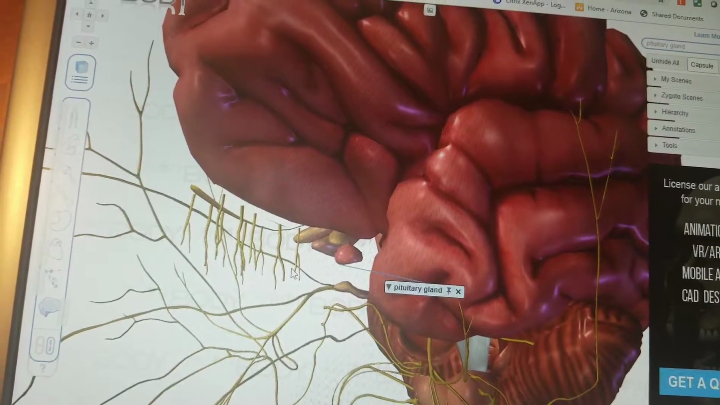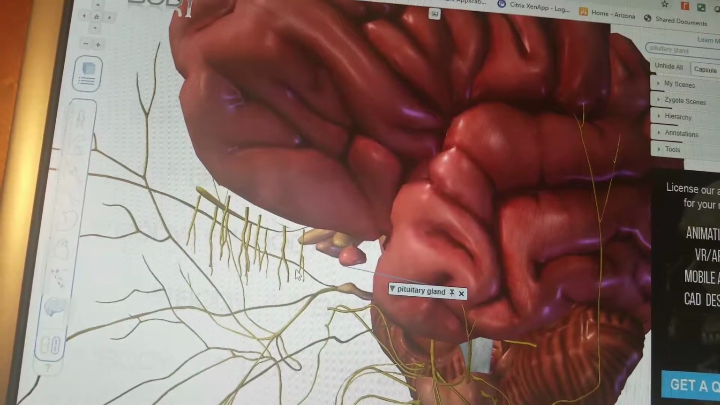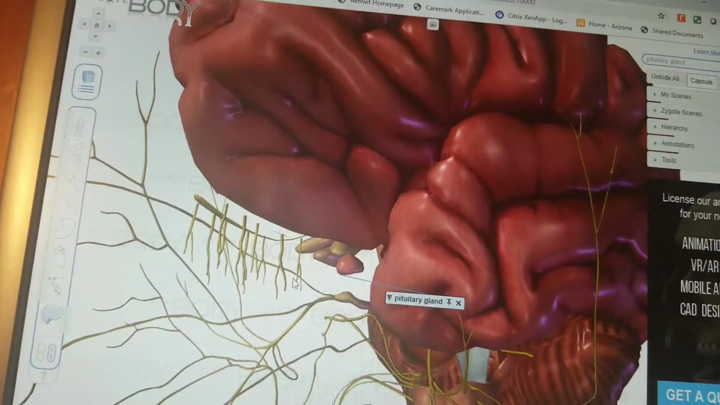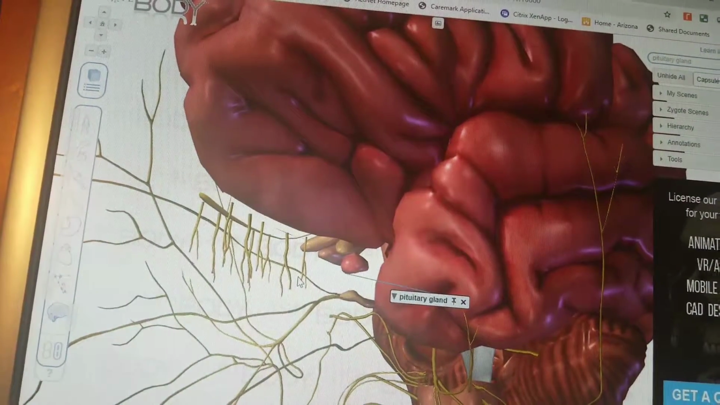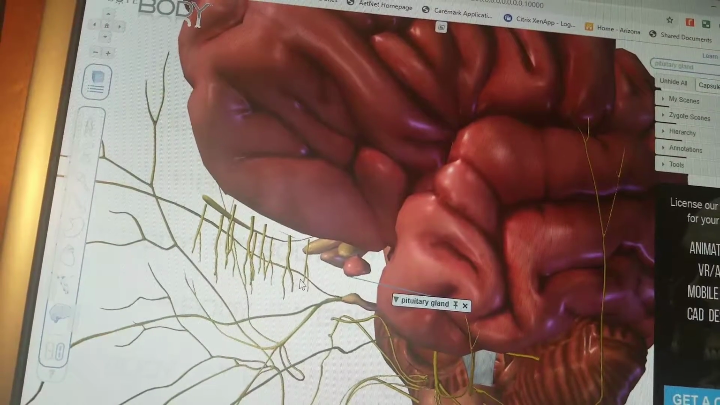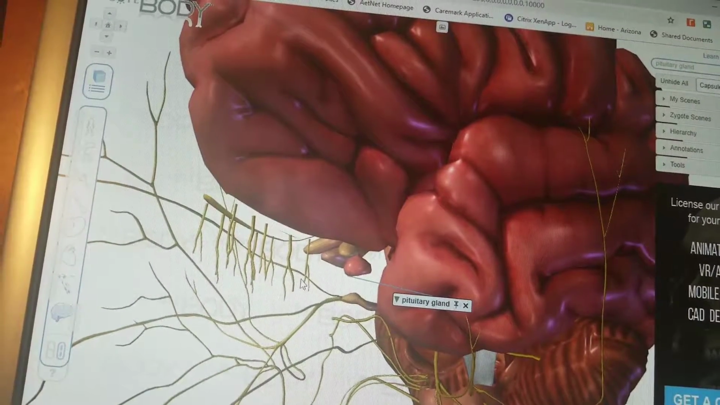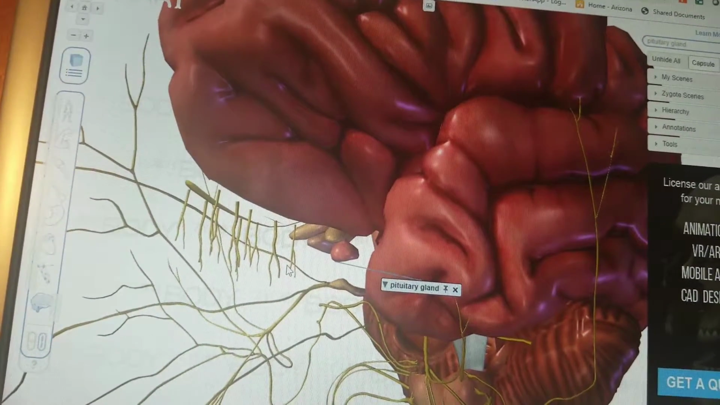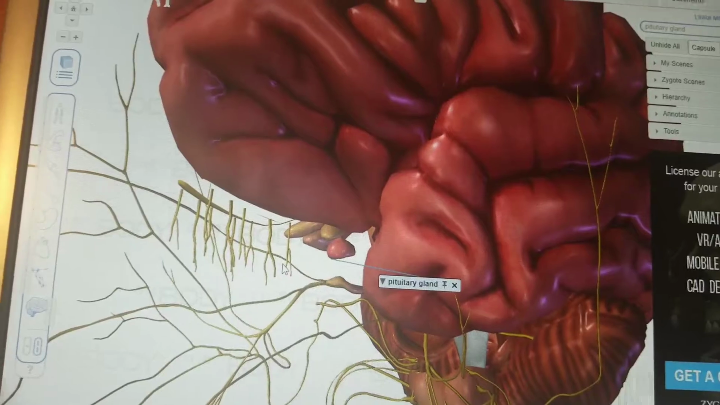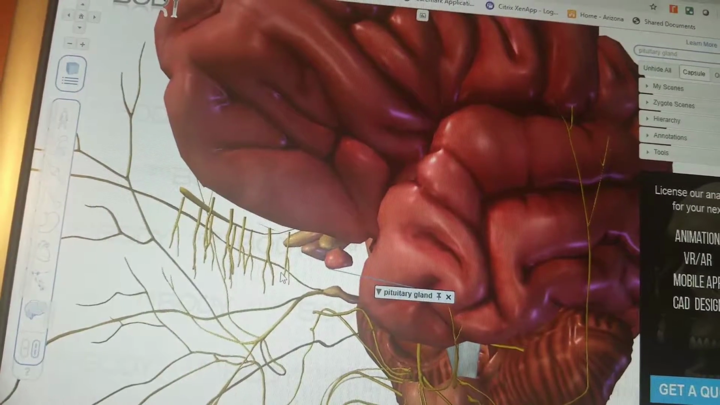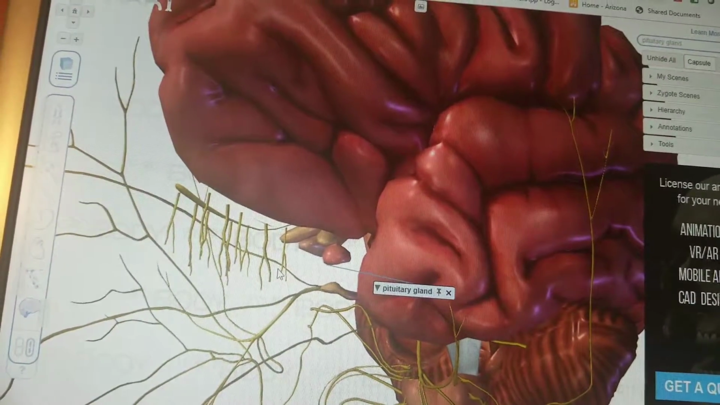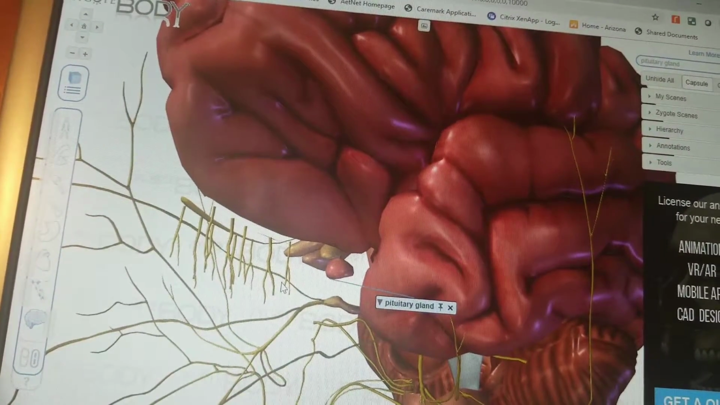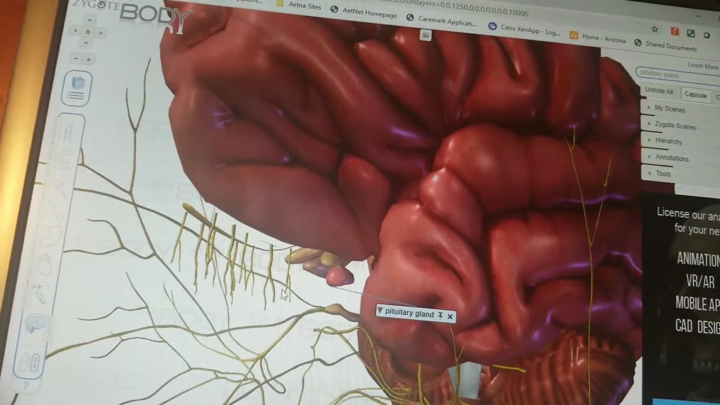The posterior pituitary hormones include the antidiuretic hormone and oxytocin. The antidiuretic hormone has a primary function to increase the amount of water that is retained by the kidneys. It controls water balance and aids in proper kidney function. Oxytocin is important in controlling key aspects of the reproductive system. It also aids in lactation.